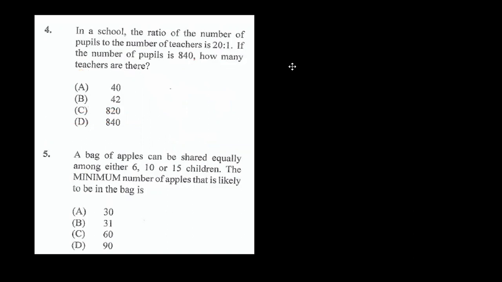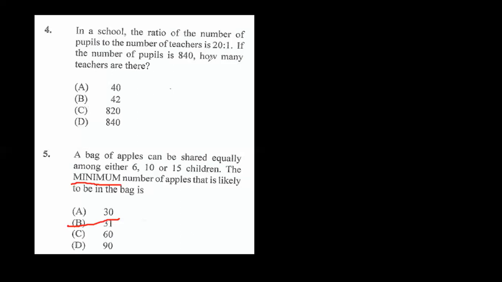Question number 5. A bag of apples can be shared equally among either 6, 10, or 15 children. The minimum number of apples that is likely to be in the bag is what? So underline the important word, minimum. In other words, 6, 10, and 15 have to go into each of these here. So in this case, we can use the answers to get the correct solution, right? So what is immediately wrong? What is the answer that's immediately wrong? It's going to be 31. 6 can't go into 31, 10 can't go into 31, 15 can't go into 31. You see that?